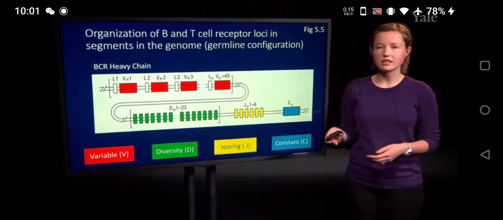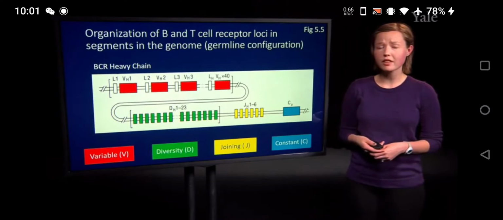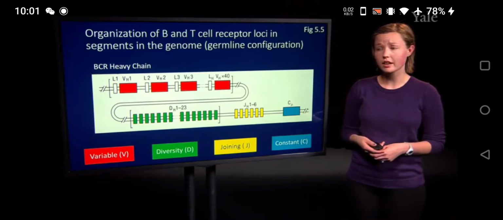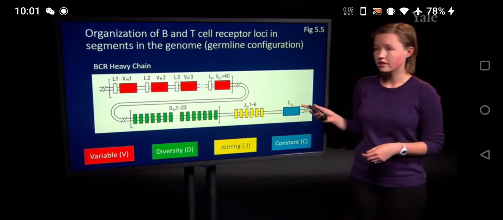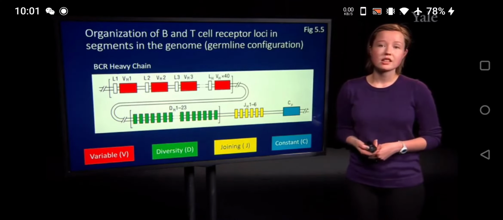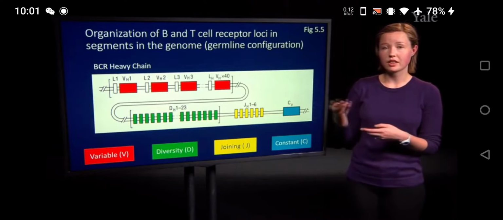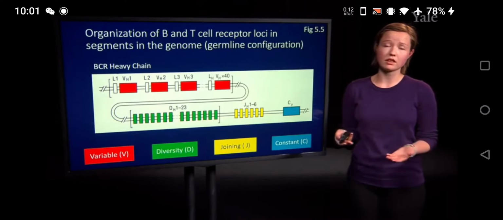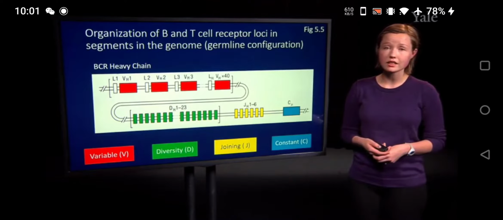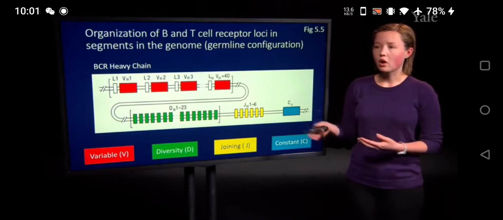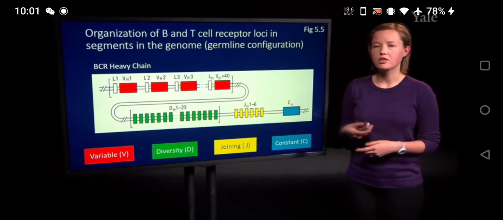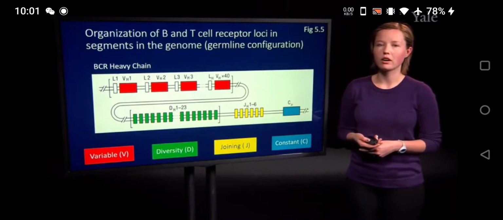Another thing that you can notice when looking at this diagram is here is the constant region. And so this is the portion of the T cell receptors and B cell receptors that remains constant. And this is also what would be referred to as the Fc, or fragment crystallizable region, on the B cell receptors.